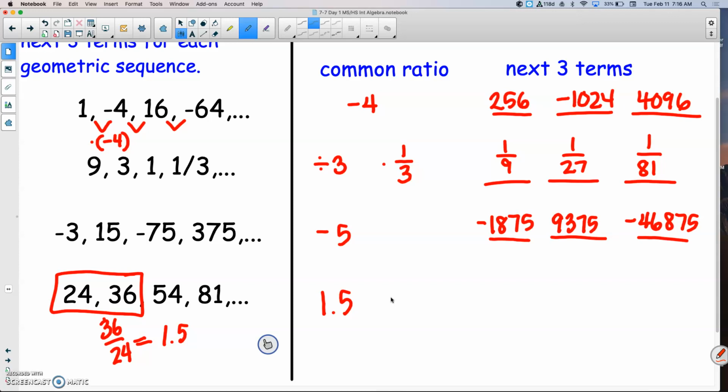So 81 times 1.5 is 121.5. Multiplied by 1.5 again, 182.25. And then last, 273.375. All right.